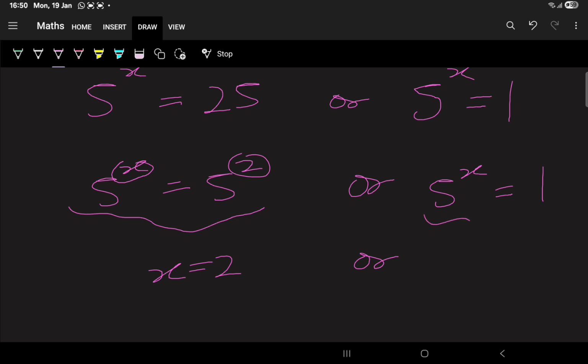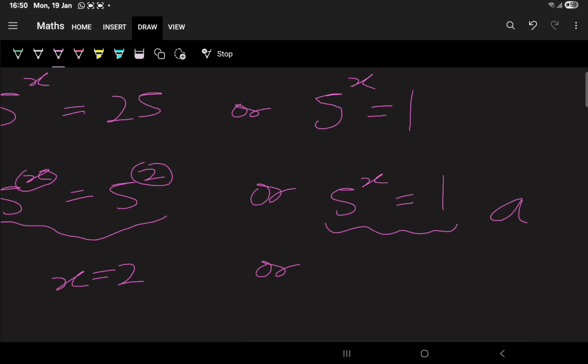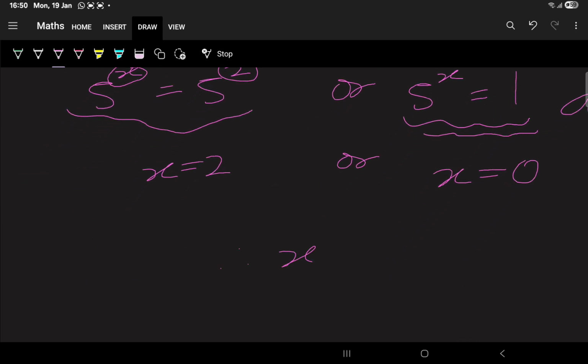Now, coming here, we remember from our law of indices, a base raised to the power of 0, that's anything raised to the power of 0 is 1. So the only way this can occur is when x is equal to 0. Therefore, x is equal to 2 or x equals 0. This is the solution for this example.